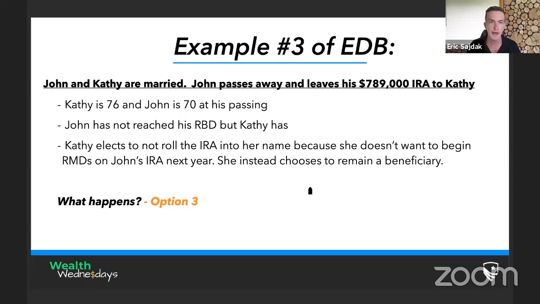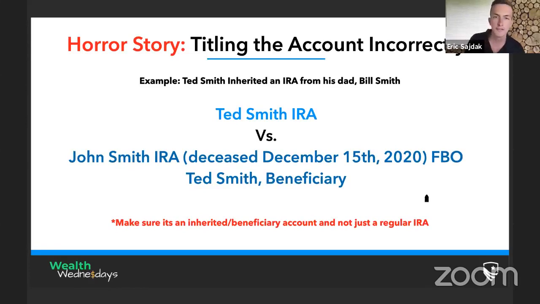Basically, what is going to happen is now the RMDs are going to be based off John's age. So she's going to have a little bit before she has to start taking those RMDs. Okay, so there's, again, three different options you have as a spouse. Let's go through a few do nots, if you will, horror stories, if you will.